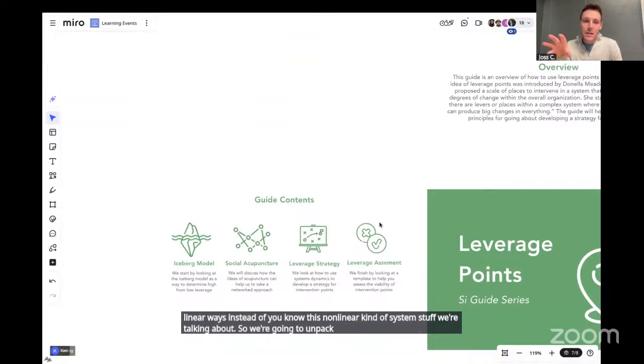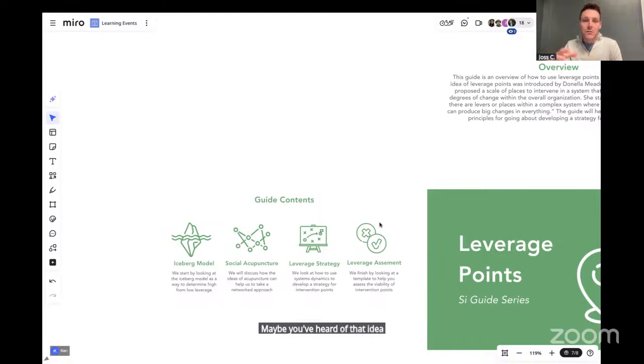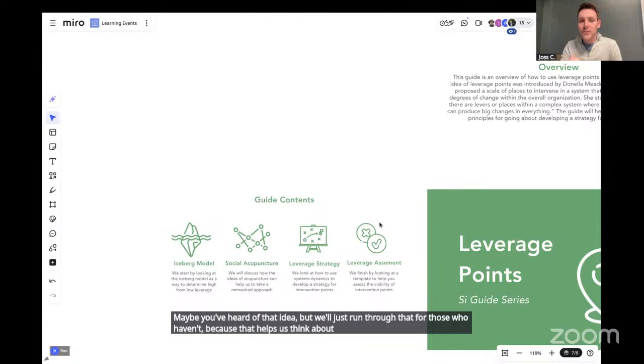We'll be talking about the iceberg model. Maybe you've heard of that idea, but we'll just run through that for those who haven't, because that helps us think about the different levels on which to intervene in the system and the different levels of leverage that we have on those different levels, right? So social acupuncture, that's then starting to look at a more networked approach to this. The iceberg model is going to help us think about abstraction, right? Are we operating on a fundamental level or a more superficial level where there's less leverage?